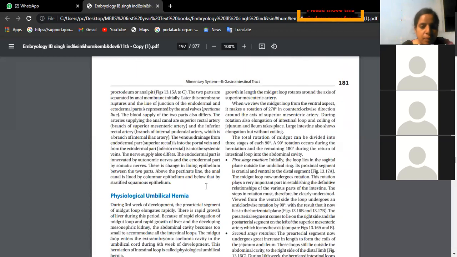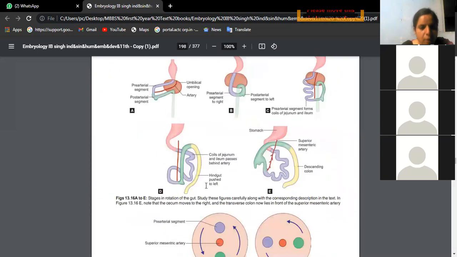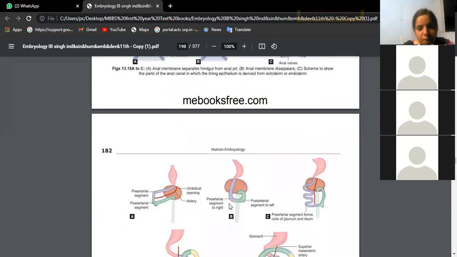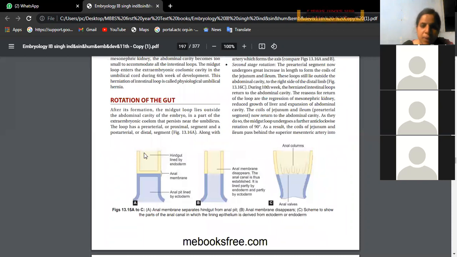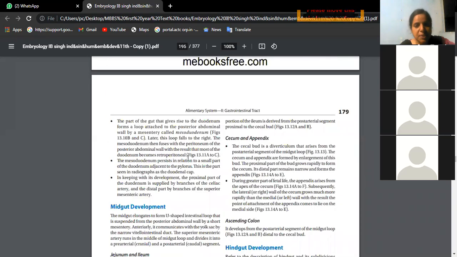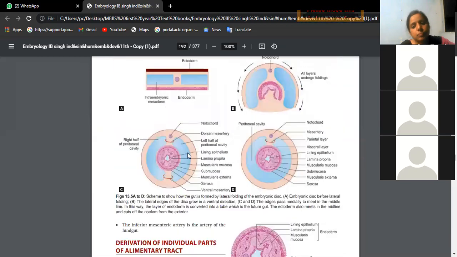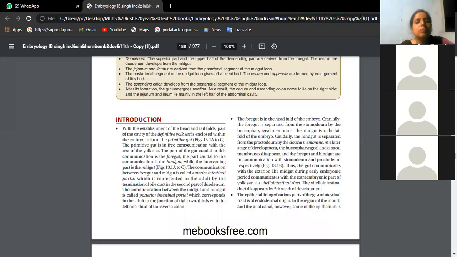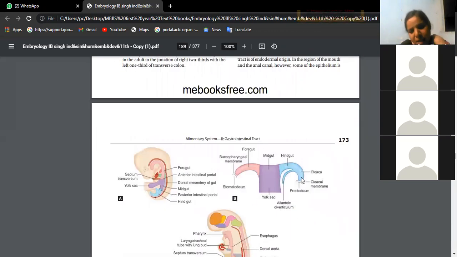We will see now how it is rotating. This rotation of gut is a very, very important topic. Before we go to rotation of gut, let us go with formation of the anal canal. The terminal part of the anal canal is formed from the hindgut. And the lower part of the anal canal is coming from ectoderm. So if you see just this tube, blue in color is the last area.